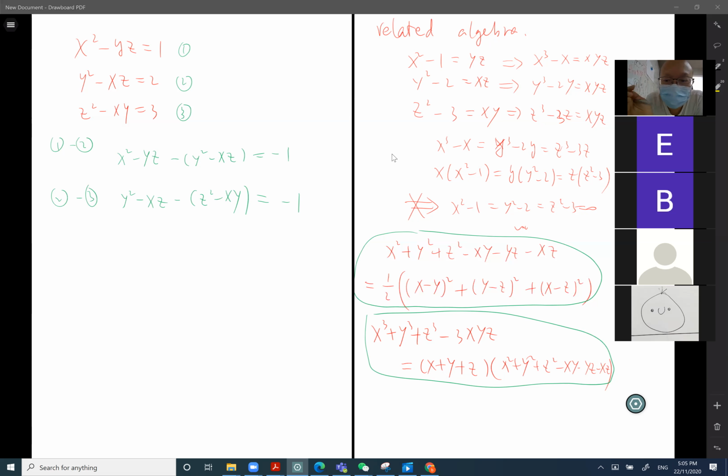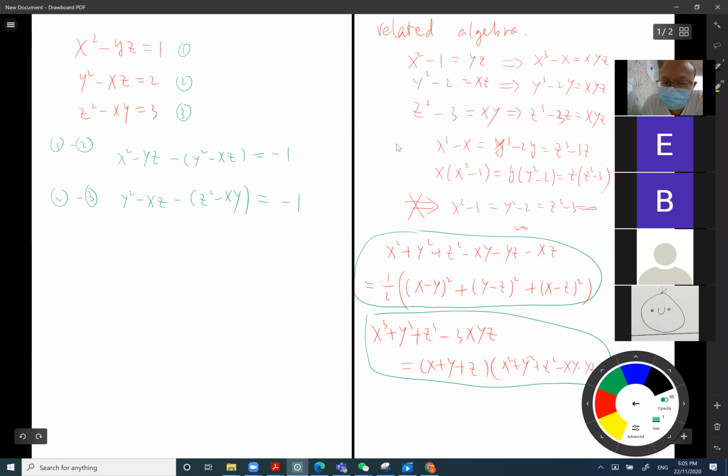Nice. Okay, we can factorize this one. We can factorize. Oh yeah, Emma is correct. Emma is correct. So you got x squared minus y squared, xz minus yz. This one is just y squared minus z squared, xy minus xz.